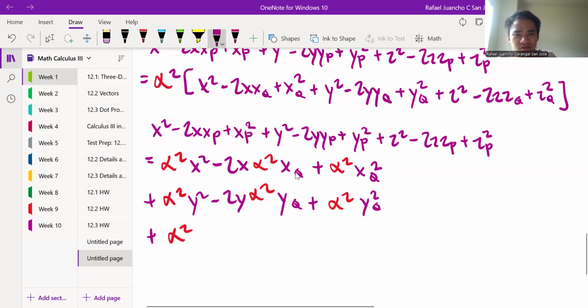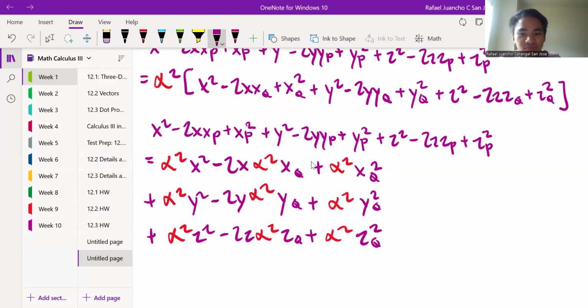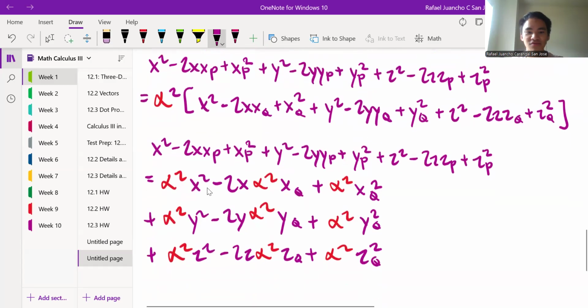Then again, alpha squared Y squared 2Y. We already did Y. We're doing Z now. Z alpha squared ZQ plus alpha squared ZQ squared. How many times have I said alpha squared? Okay, so that's that. We've distributed alpha in all of the terms. Let me count. 1, 2, 3. 1, 2, 3. 1, 2, 3. Okay.